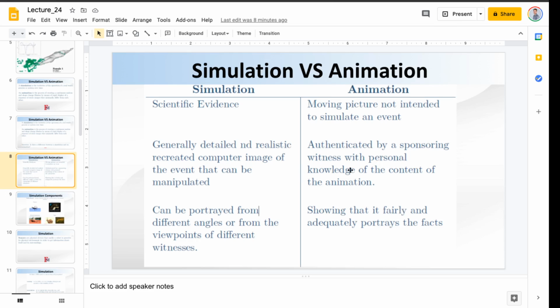Okay. So again, if you throw something up, then it should at some point come back down. That's how it works in animation. Simulation should scientifically measure the distance and the height and the speed of the basketball which you're throwing up.